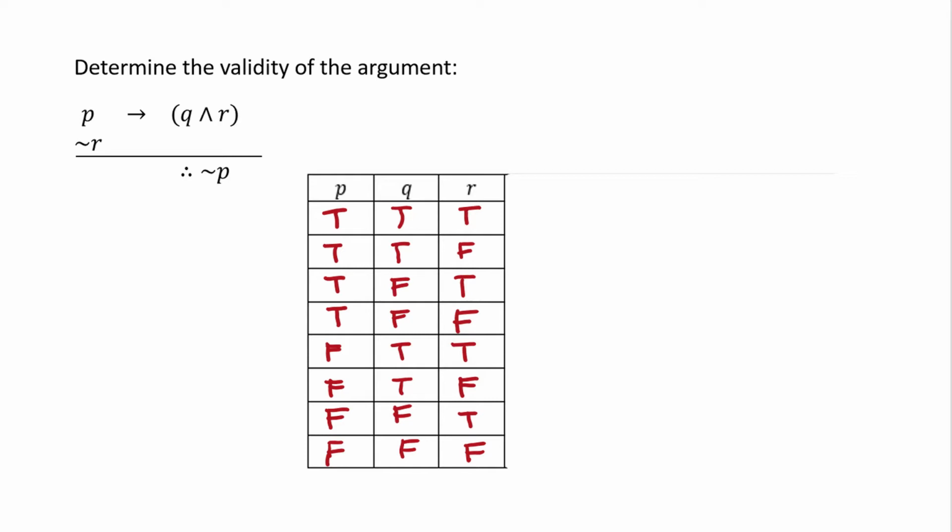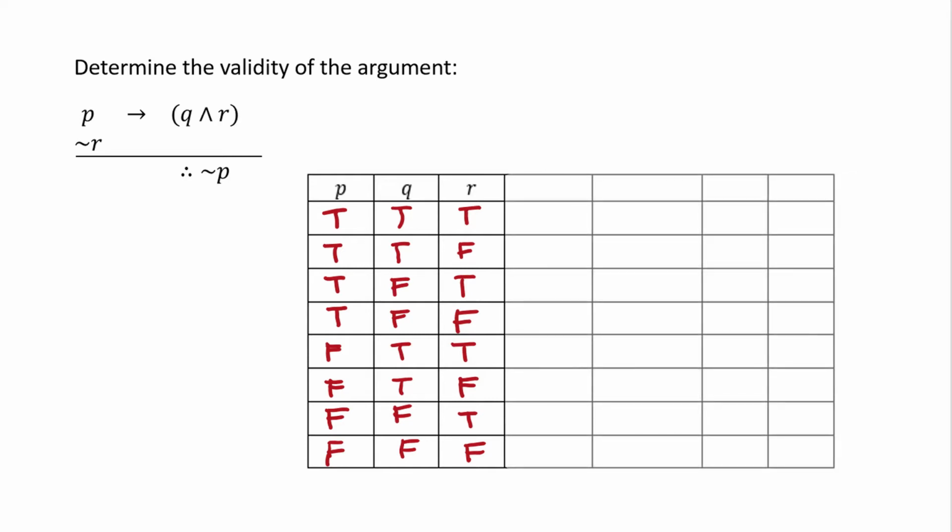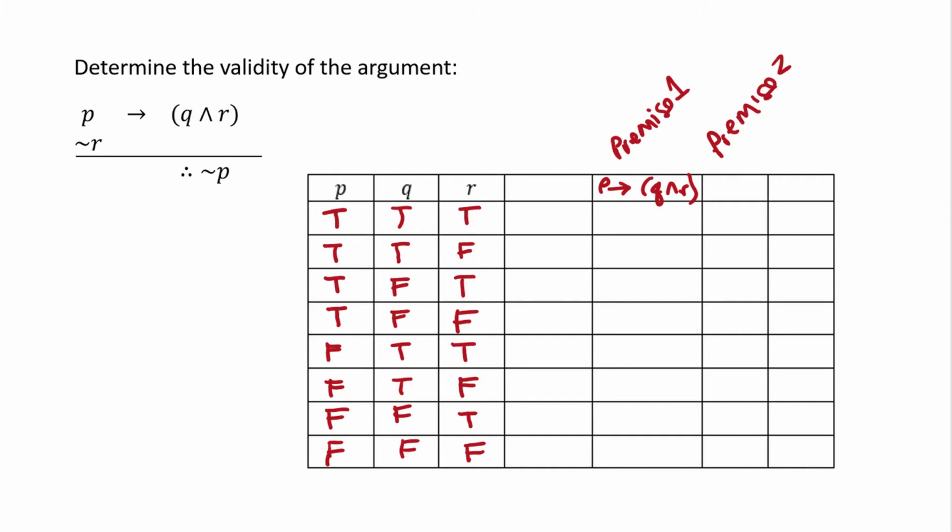What I want to eventually get to is to determine a truth value for the first premise, which is P implies Q and R, and for the second premise, so I'll call that premise 2, which is not R, and the conclusion, which is given as not P.